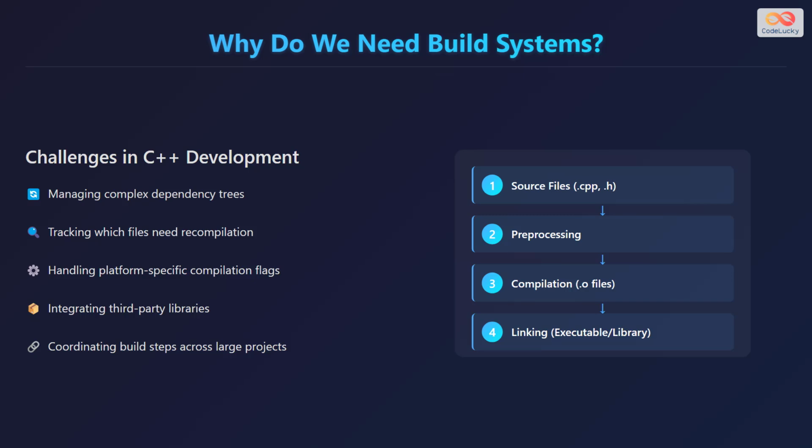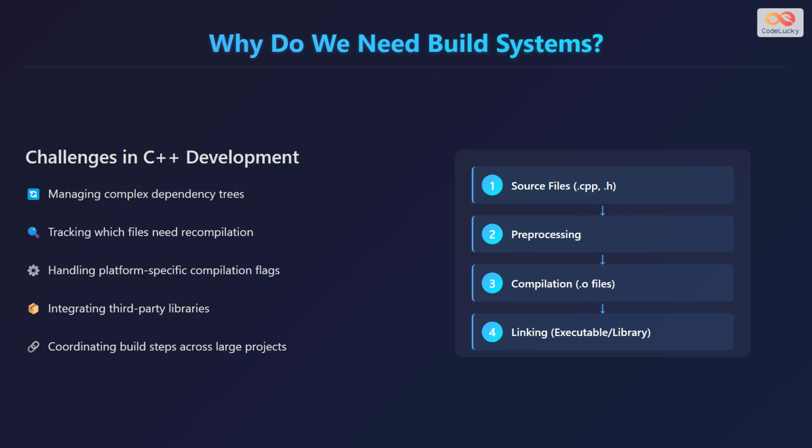Let's consider why build systems are essential in C++ development. C++ development presents several challenges, including managing complex dependency trees, tracking which files need recompilation, handling platform-specific compilation flags, integrating third-party libraries, and coordinating build steps across large projects. Build systems automate the build process.